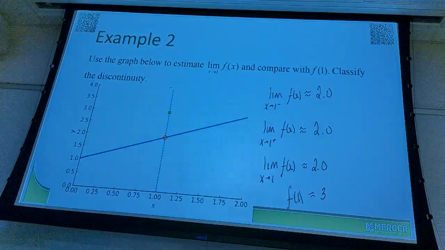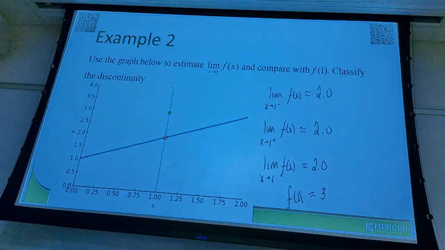I don't know if they went over discontinuities in pre-calculus with you. I believe they should. And they should classify several types. You remember what those types are? Jump, infinite, and removable. Which one's this? This one's a removable discontinuity.